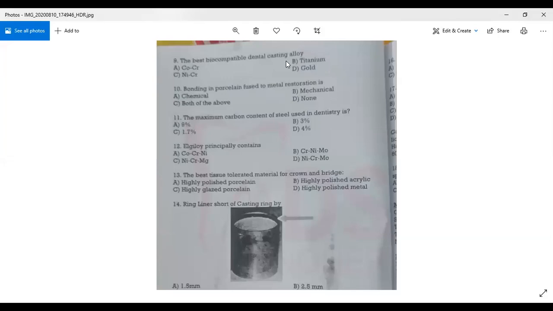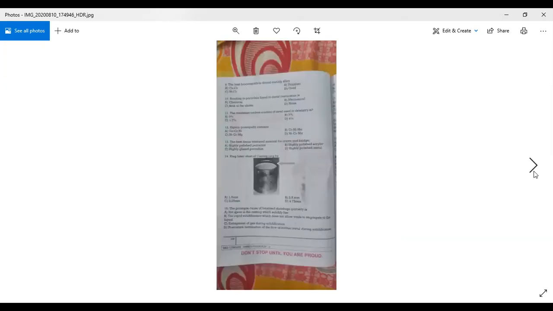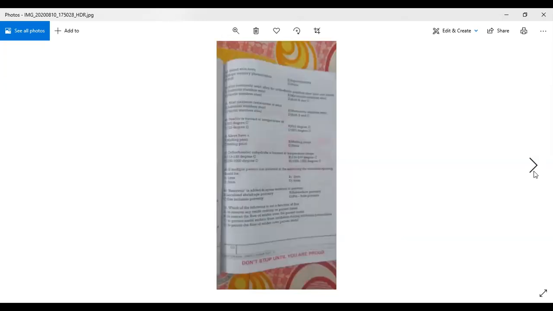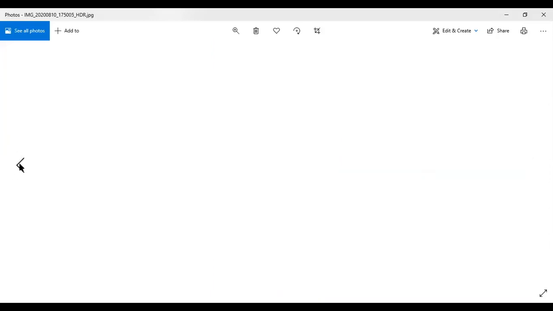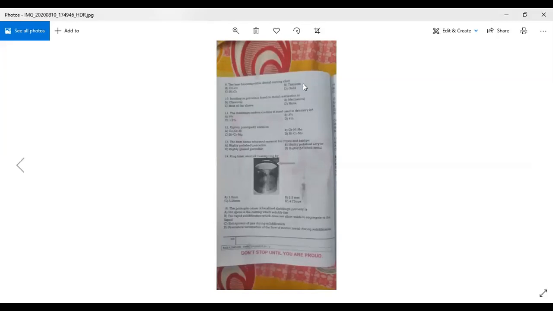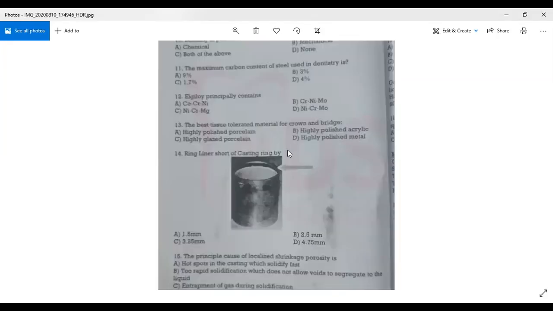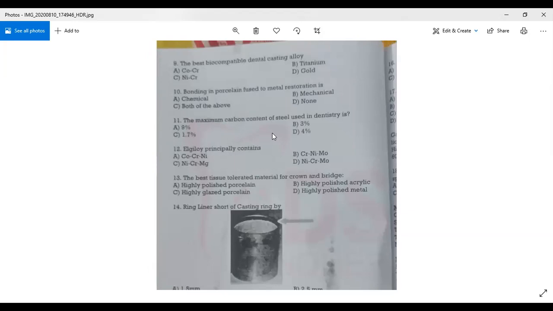The best biocompatible dental casting alloy. The question has come here. What was the question? Number 9. Yes, the answer is titanium. The most biocompatible material is titanium only. If you take biocompatibility, it is titanium. Best biocompatible dental casting alloy, then yes, it is titanium.